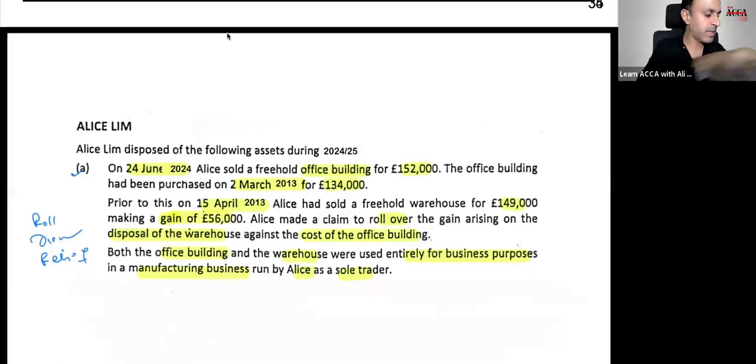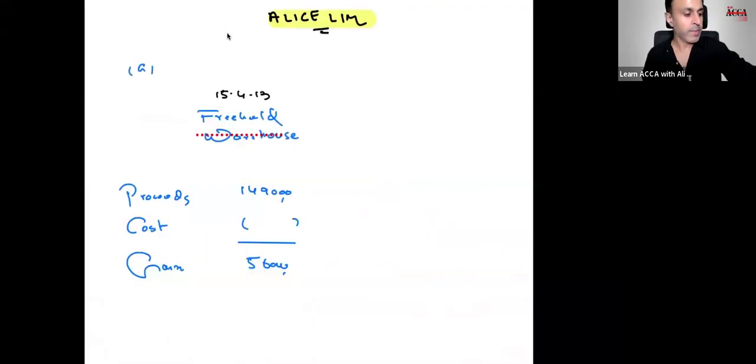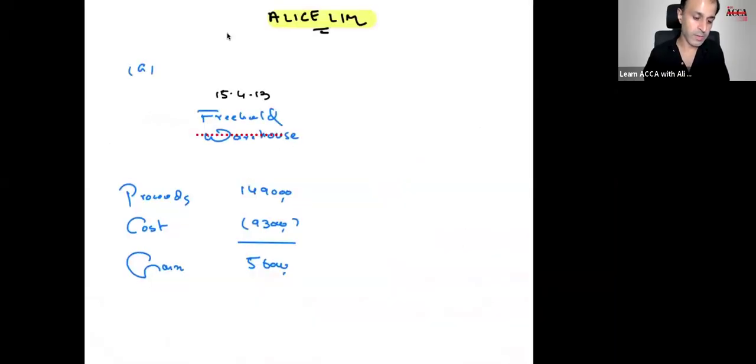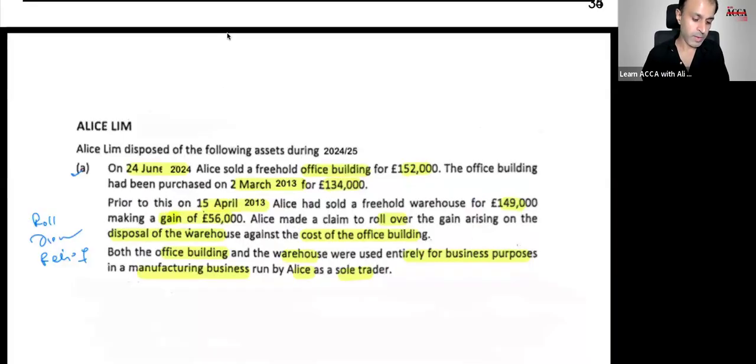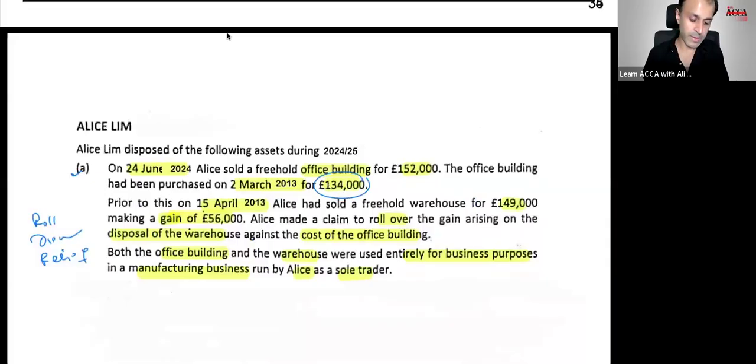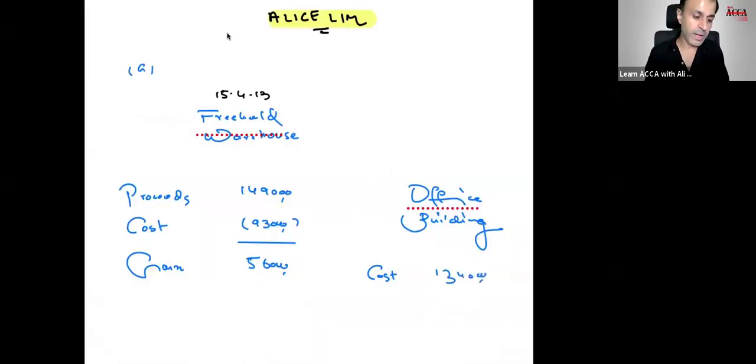The cost can be found as a balancing figure, which is not really required, but if we can work it out, not a big deal. 149,000 minus 56,000, the figure has to be 93,000. Now, they are going to buy an office building, the cost of which is 149,000. Sorry, 134,000. My bad. And the date of investment is 2nd of March 2030.